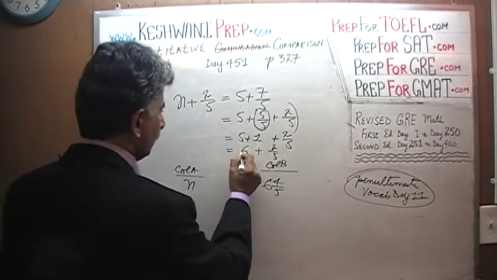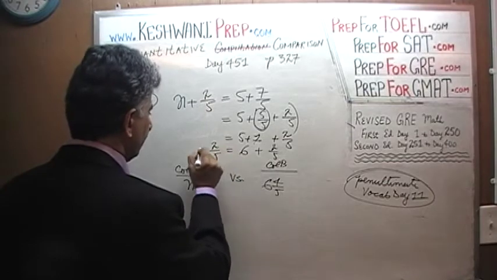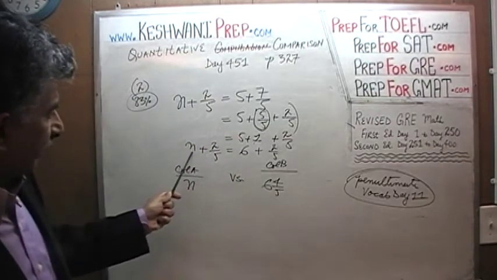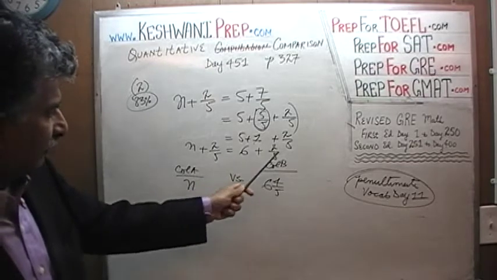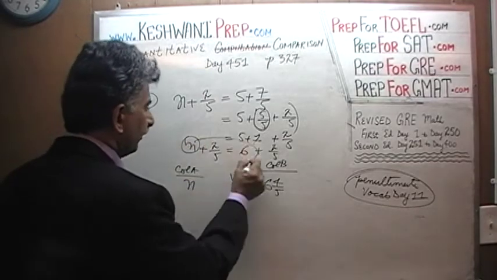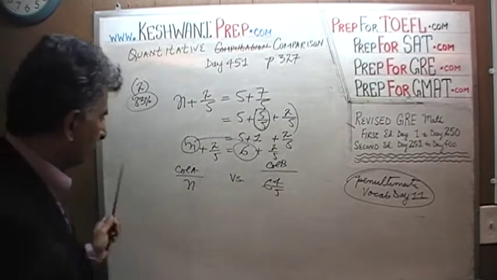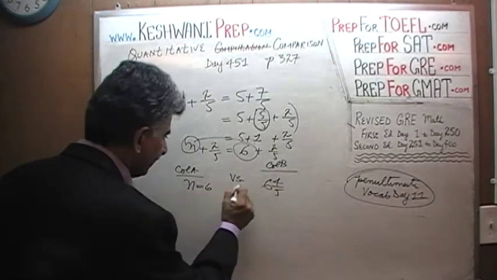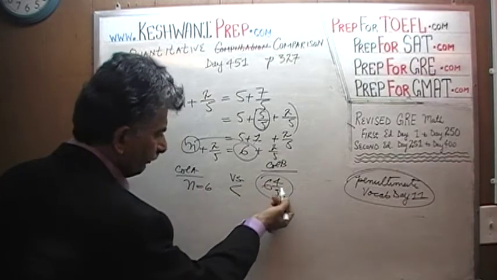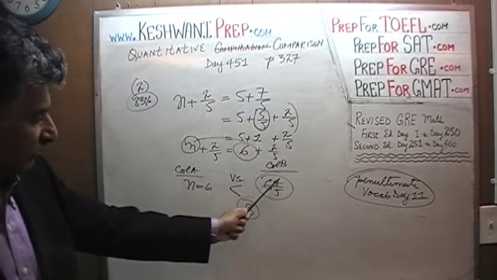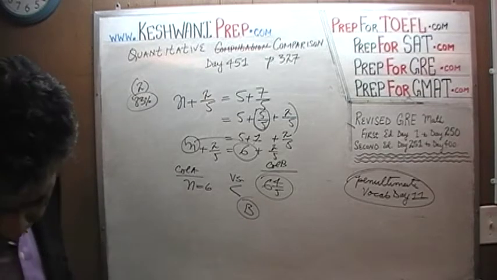Which we are told is the same as n plus 2/5. Now what we have here is n plus 2/5 equals 6 plus 2/5, therefore n must be 6. N equals 6, which is less than 6 and 4/5. The answer is B, because we're comparing 6 versus 6 and 4/5. Number 3.